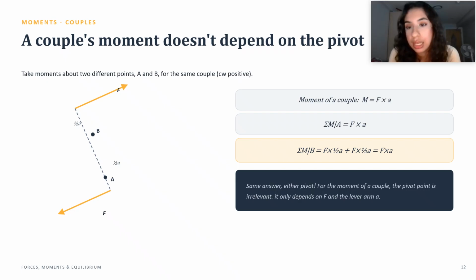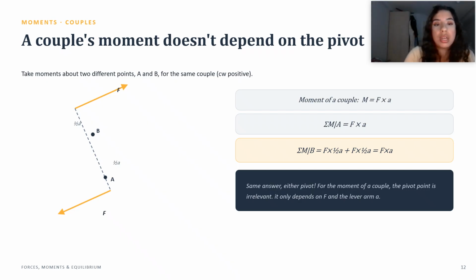Now pivot B is, because we say A is the distance from force F to the other force F, which is opposite to it, well, B is going to be half away from the force F on top, and A is going to be half away from force F at the bottom. So moment on couple is always M equals F times A, right?